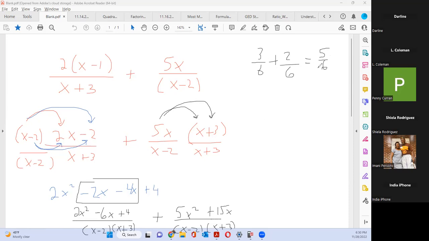If we look at the two numerators, we have 2x squared minus 6x plus 4, plus 5x squared plus 15x. Do we have any like terms? Yes, 2x squared and 5x squared, so that'd be 7x squared. And then what's minus 6x plus 15x? 9x. The 4 has no other term we can combine, so we just bring the 4. And then we bring over the same denominator, x minus 2, x plus 3.